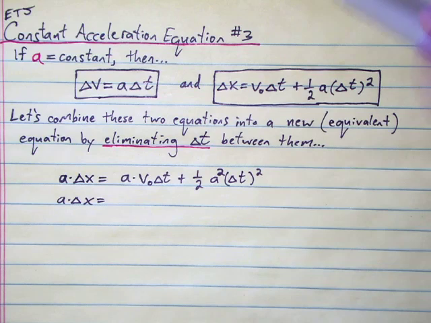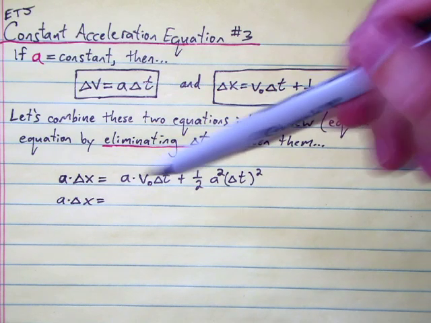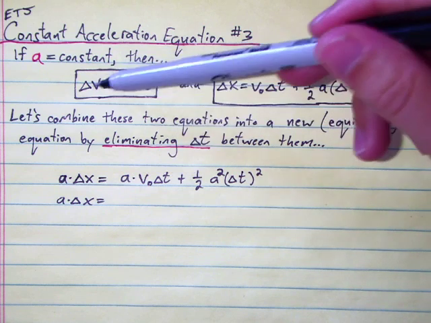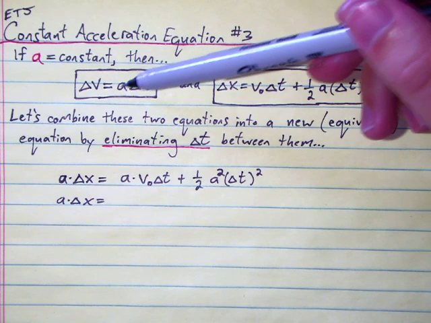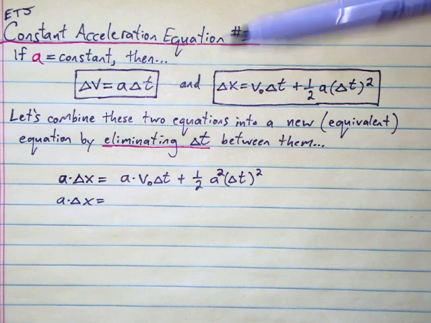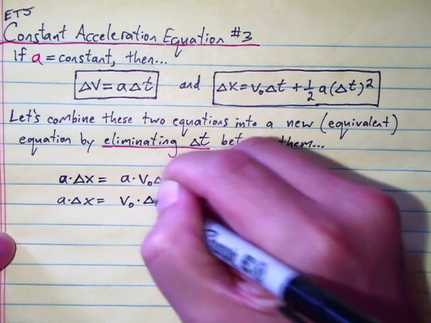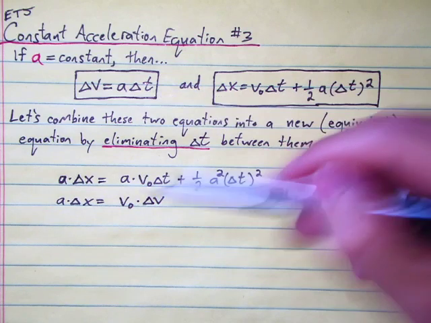But on the right-hand side, I notice something. I've got a times delta t right here, and a times delta t is just equal to delta v. I'm going to use this first equation here to replace a times delta t with delta v. So this term becomes v naught times delta v. I just used the first equation to eliminate time from this term.